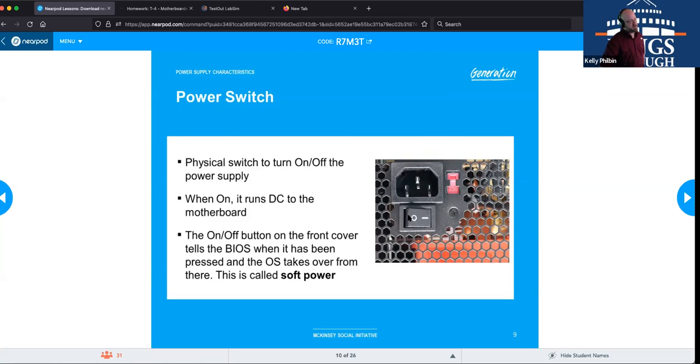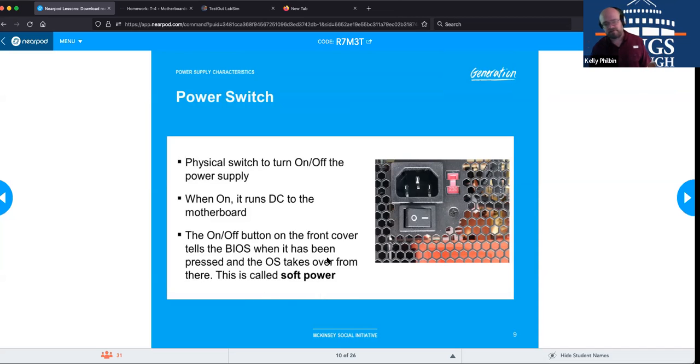So when you look on the back of the power supply, remember we have that IEC plug goes in right here, and here is your main power or your hard power switch. So that's the main power switch on and off for your desktop. Now, many of you probably realize that you press that little button on the front of the tower, right? That's how you turn it on.